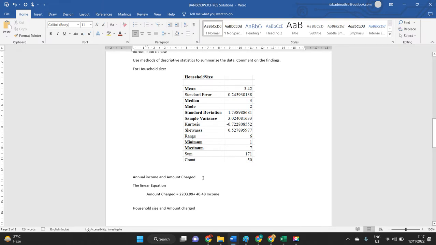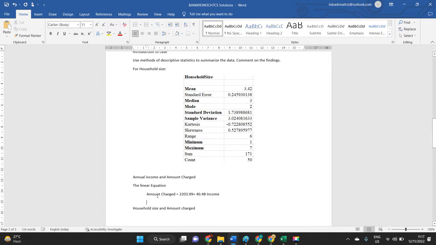So we give a nice briefing of the task. We try to establish, when annual income is considered to predict the amount charged for the credit card, the following linear equation will hold. Maybe we can give some nice explanation related to that. The concept here is we are trying to predict amount charged using only one variable, annual income.